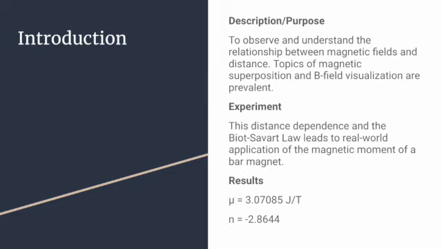For our introduction, or our purpose within the lab, we want to observe and understand the relationship between magnetic fields and distance, and topics of magnetic superposition and B-field visualization are prevalent in this lab. For the experiment itself, the distance dependence and Biot-Savart law lead us to a real-world application of the magnetic moment of a bar magnet, and the results within this lab are that the dipole moment is equal to 3.07, and the distance dependence is equal to negative 2.86.